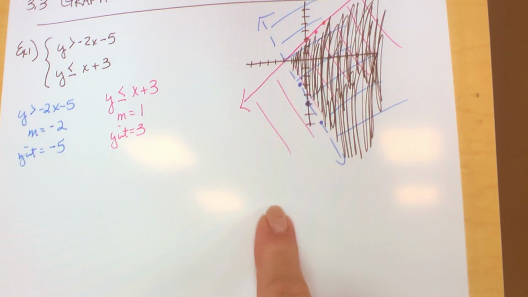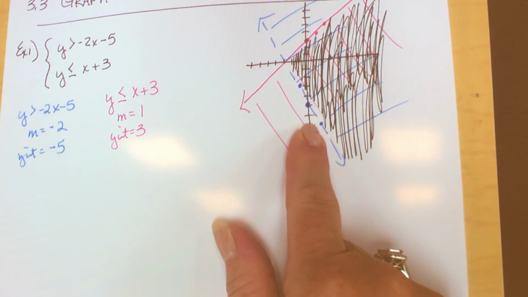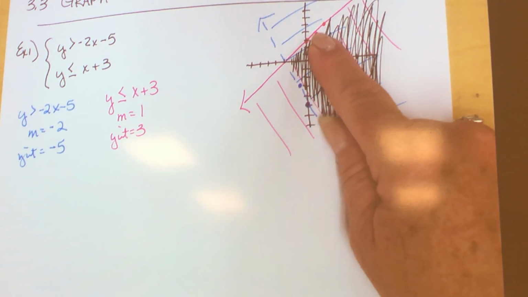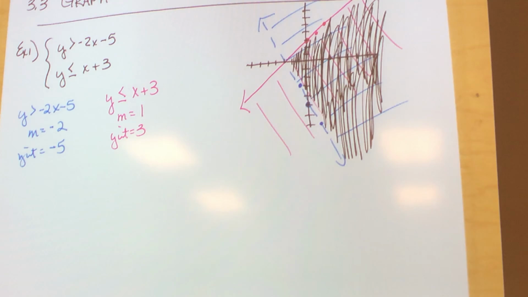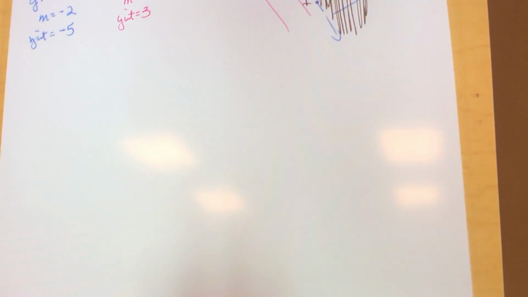So now when you look at this, do you know exactly where the solution is? Yeah, you see what I'm saying? Does it include this blue line? No, it's a dotted line. Does it include the pink line? Yes, it's a solid line. Anybody got a question? Okay, so here's the next one.